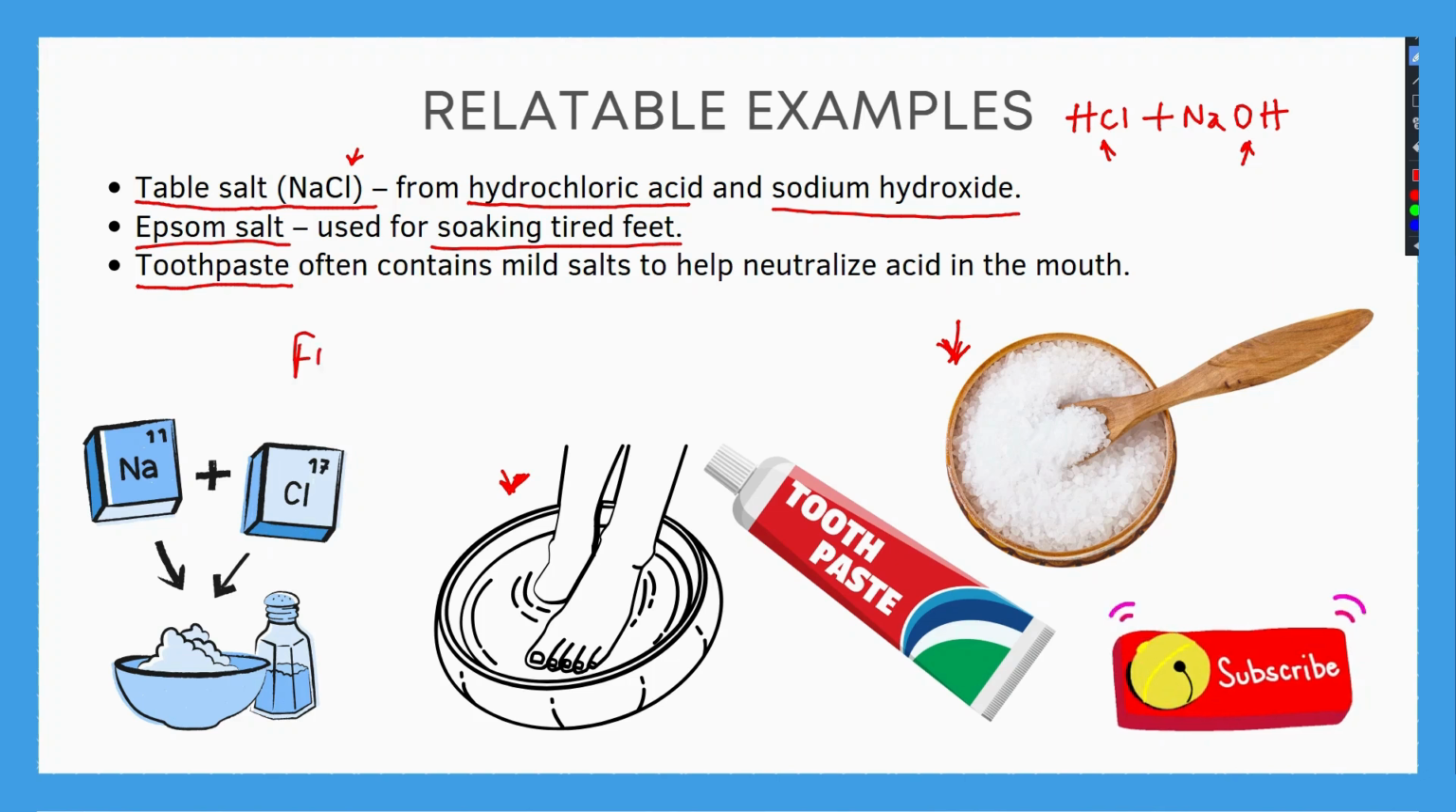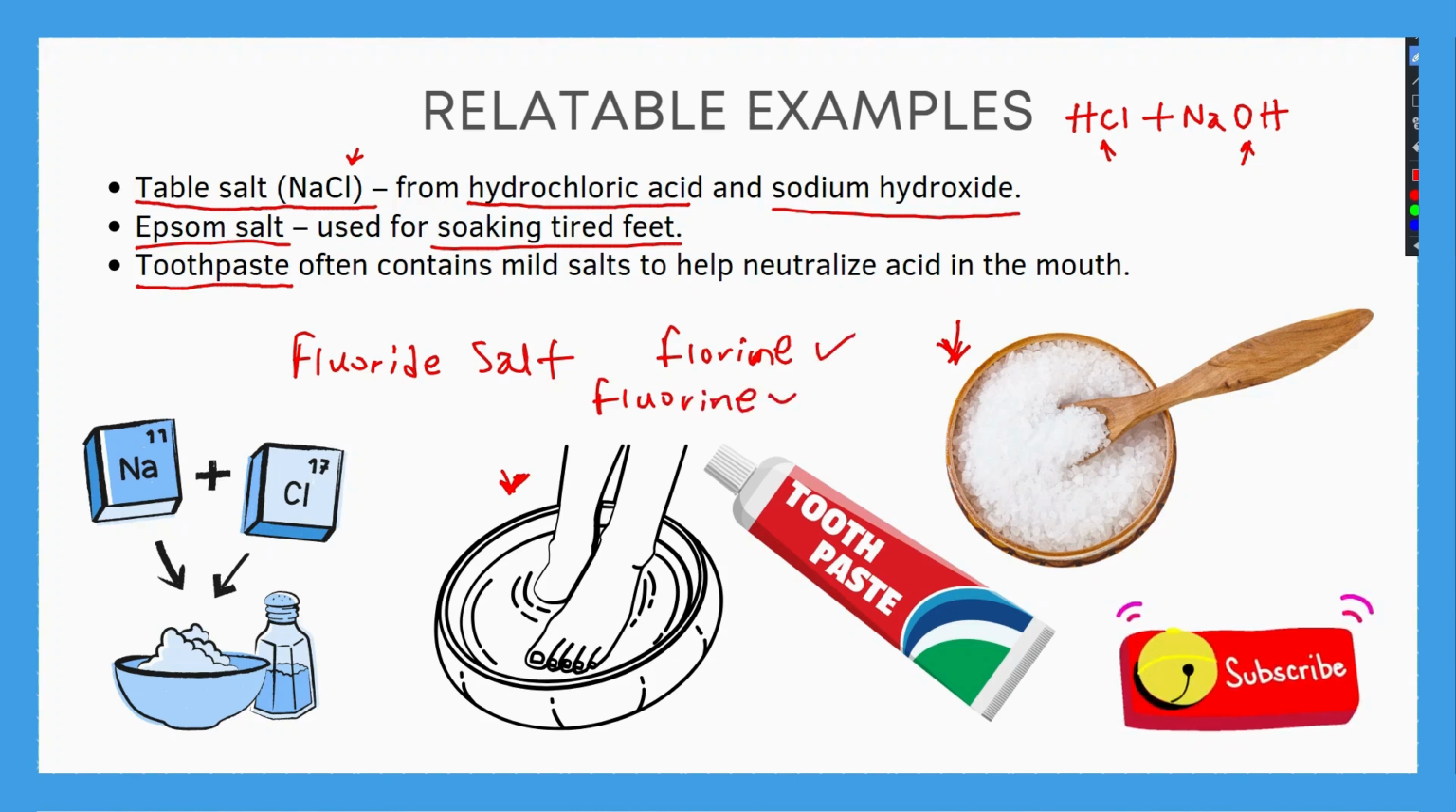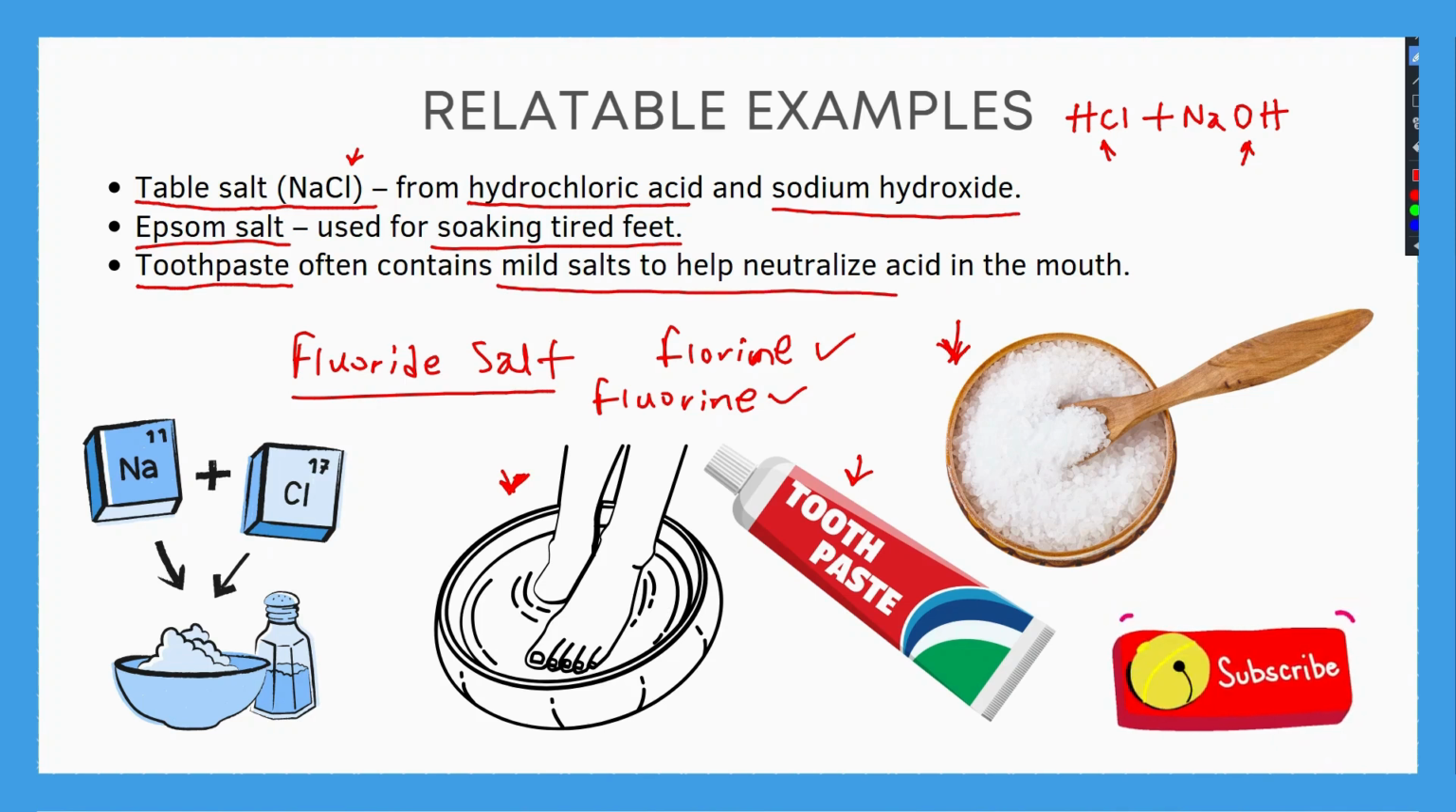And the kind of salt that is contained in your toothpaste is called fluoride salt, because toothpaste generally contains a chemical element called fluorine. I don't know if I'm spelling it correctly. Fluorine, whether it's this one or this one, basically. So what I'm trying to say is fluoride salt is contained in your toothpaste, and it contains mild salts to help neutralize the acids in the mouth.